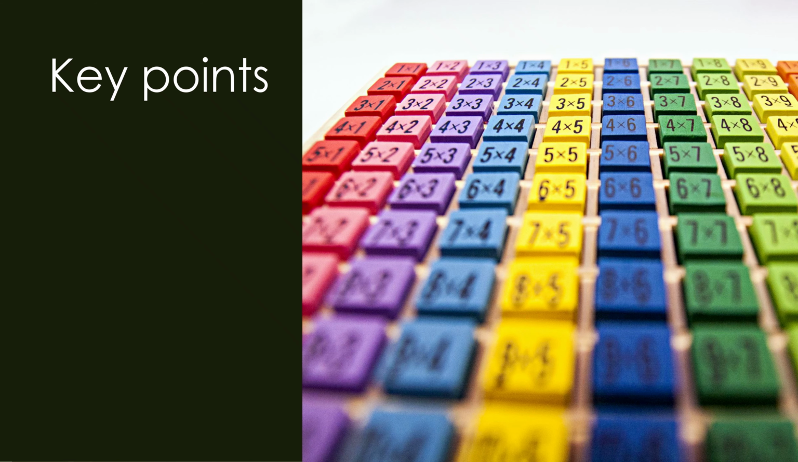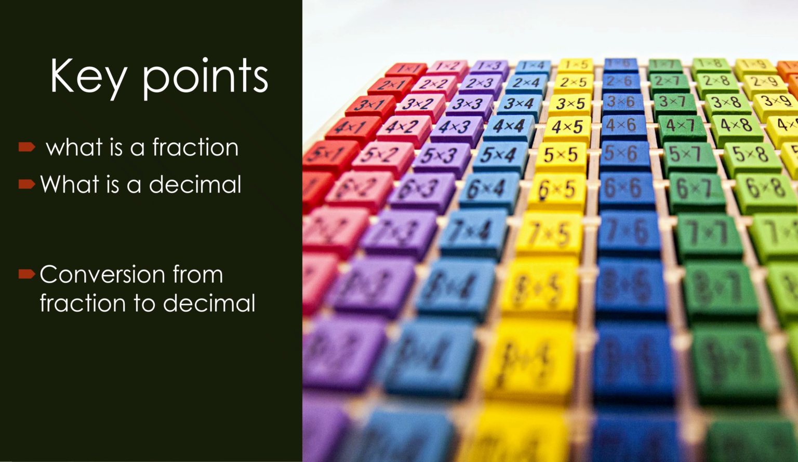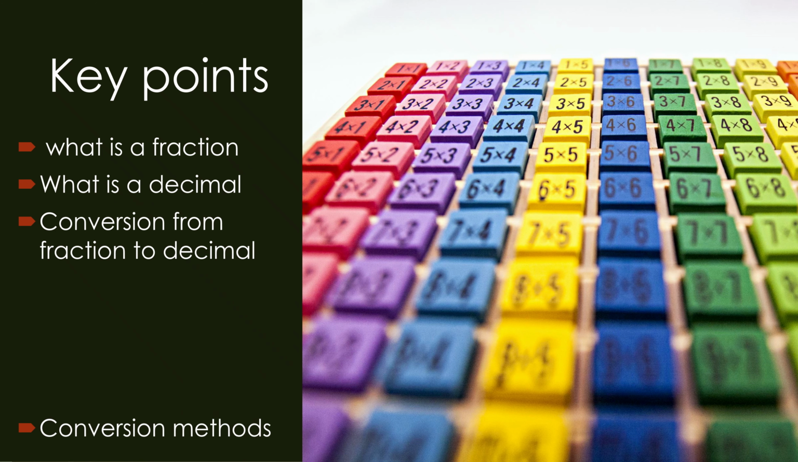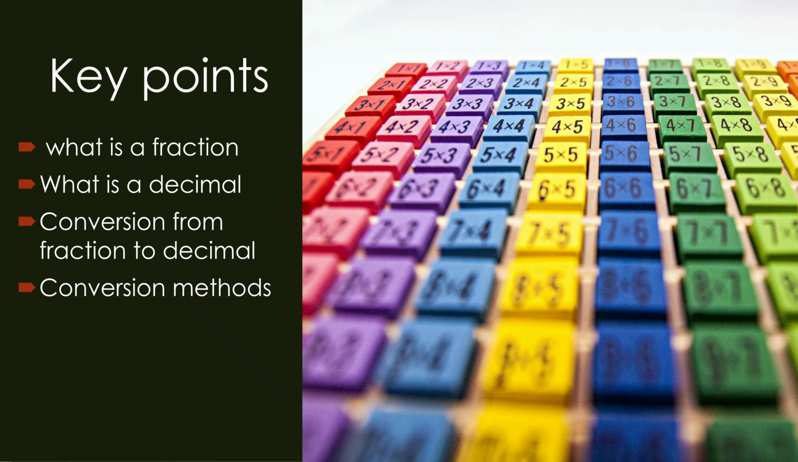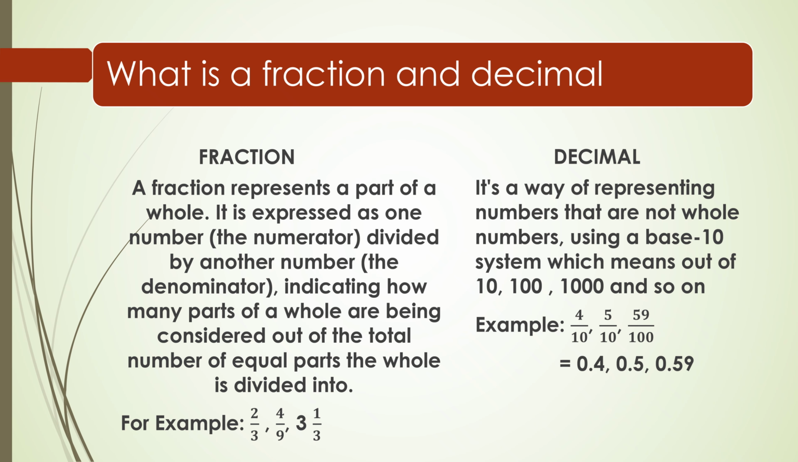The key points which we have to discuss in this video are: what is a fraction, what is a decimal, conversion from fraction to decimal, what are the different methods of converting a fraction to a decimal, and the correct placement of the decimal point. Now the question is, what is the difference between a fraction and a decimal? A fraction is a number that shows part of a whole using two numbers, a numerator, that is the top part of the fraction, and a denominator, that is the bottom part. For example, 2/3, 4/9. But a decimal is a number that shows part of a whole using a decimal point. For example, 0.5, 0.75.